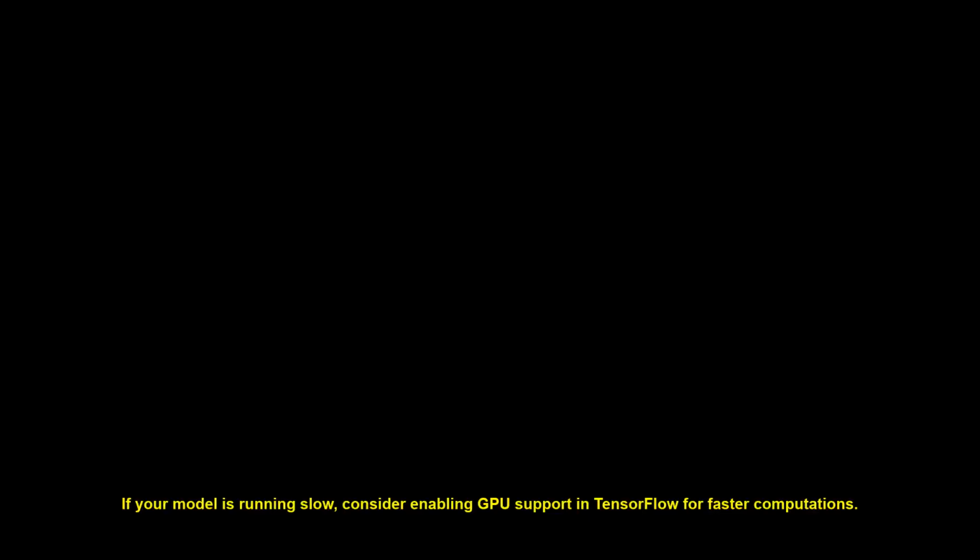If your model is running slow, consider enabling GPU support in TensorFlow for faster computations. You can check for GPU availability using tf.config.list_physical_devices('GPU'). If available, ensure TensorFlow is set to utilize the GPU by adjusting settings in your script accordingly.